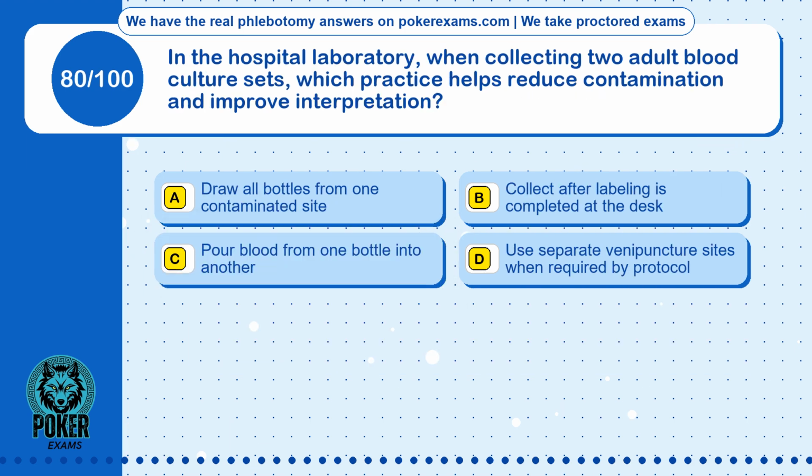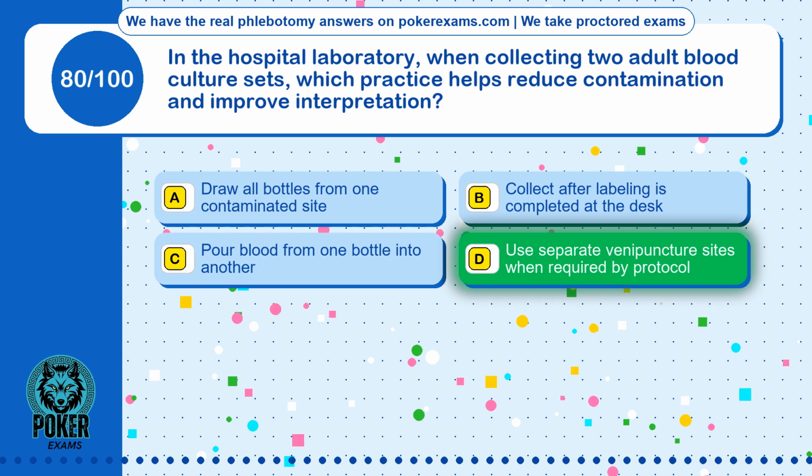Question 80. In the hospital laboratory, when collecting 2 adult blood culture sets, which practice helps reduce contamination and improve interpretation? Option A. Draw all bottles from one contaminated site. Option B. Collect after labeling is completed at the desk. Option C. Pour blood from one bottle into another. Option D. Use separate venipuncture sites when required by protocol.